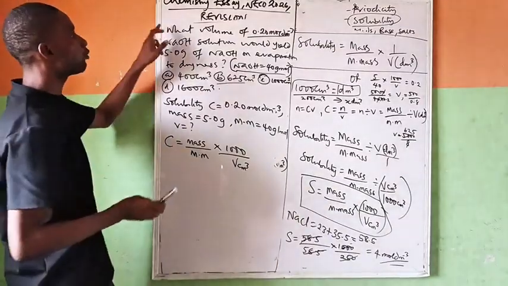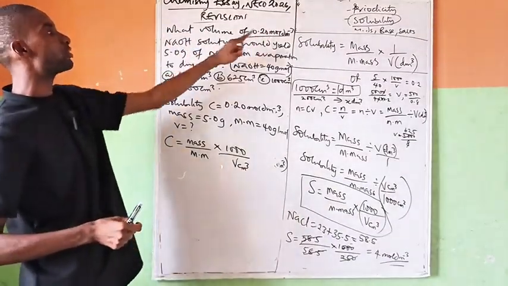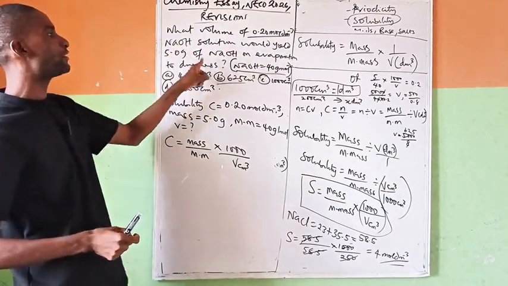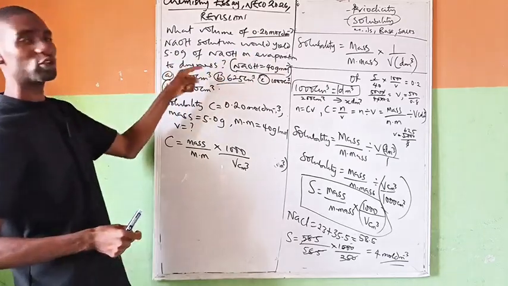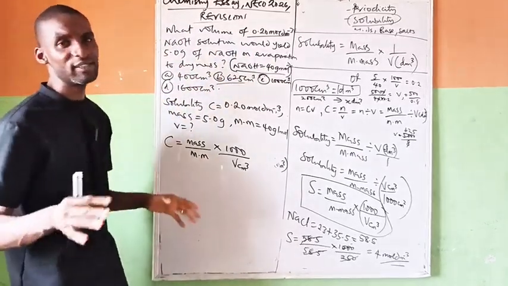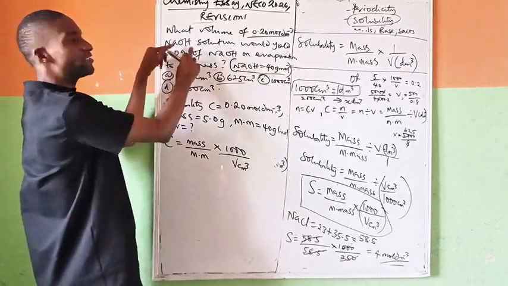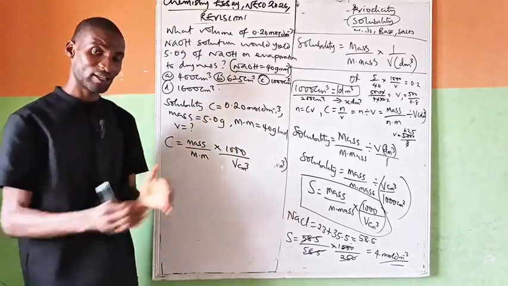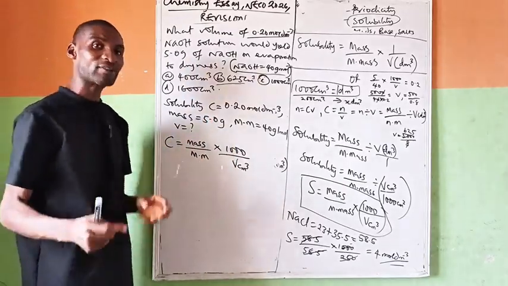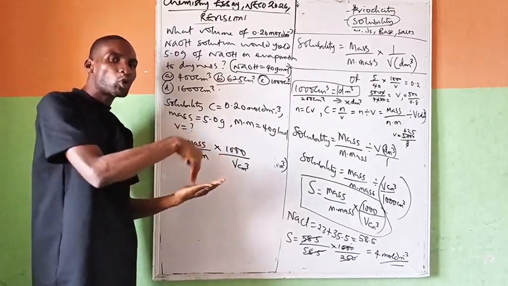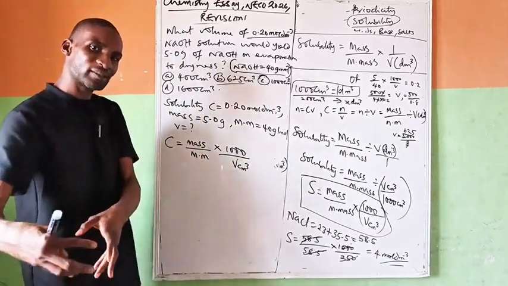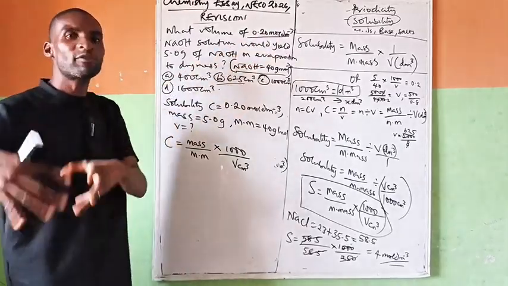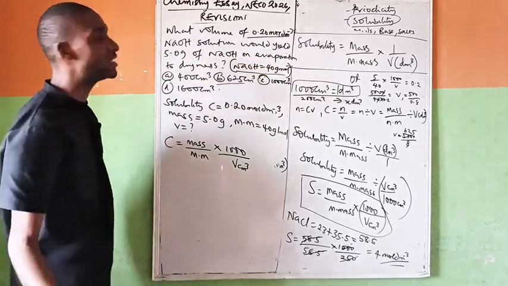So this question says, what volume of 0.20 mole per dm cube solution of sodium hydroxide would yield 5 grams of sodium hydroxide on evaporation to dryness? So this is a solubility question. They evaporated this solution, meaning they removed the water, separated the solute and the solvent. They are saying the amount of the solute that dissolved in the solvent gave us this concentration. What is the volume of the solvent? That's what they're asking.